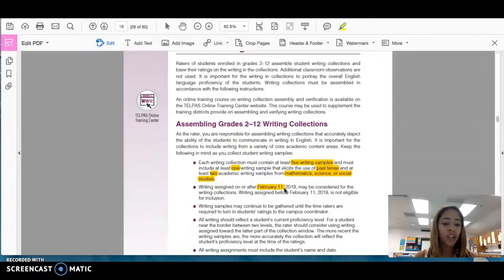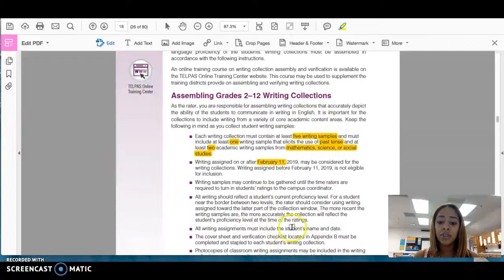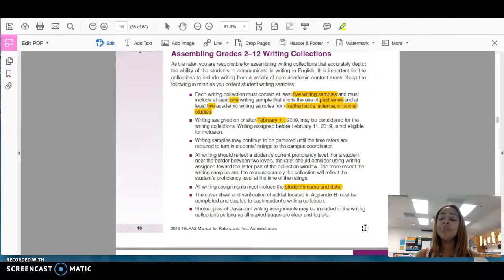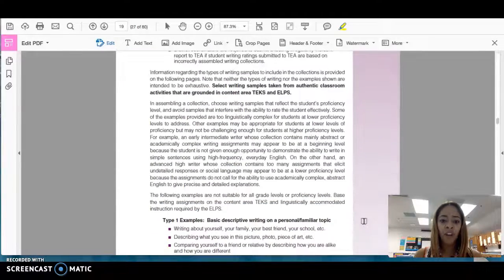TELPAS. Some other things to keep in mind is that all of the samples need to include the student's name and date. That's their full first and last name, their legal government name, not any nicknames allowed on these writing samples. And then going to the next page, this paragraph here has a lot of really great information, but basically it's talking about the writing prompts that you're going to be giving the students.